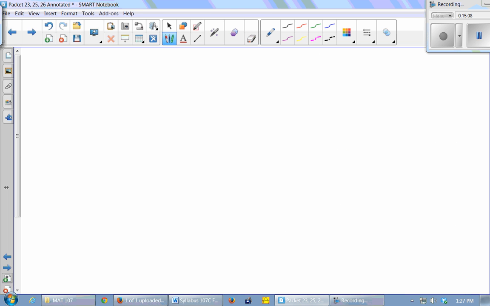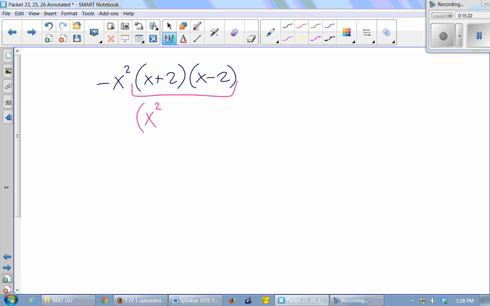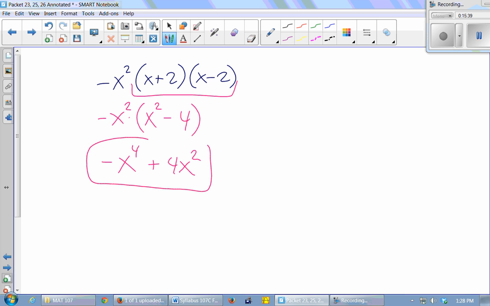We've got negative x squared times x plus 2, x minus 2. So I'm going to start by multiplying these two together, because that's easy. I just do it with FOIL, and I get x squared minus 4. And then I still have to multiply by that negative x squared. So I'm going to distribute that. So I get negative x to the 4th plus 4x squared. And now that it's all multiplied together, now you can read off the degree and the leading coefficient.